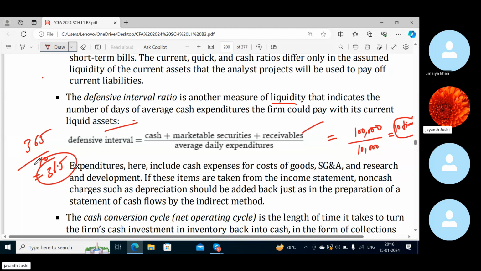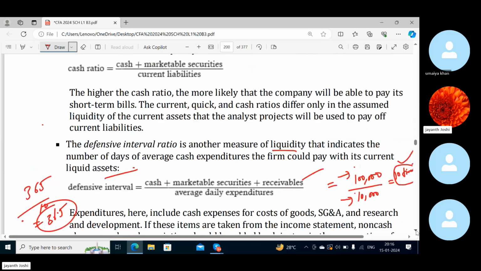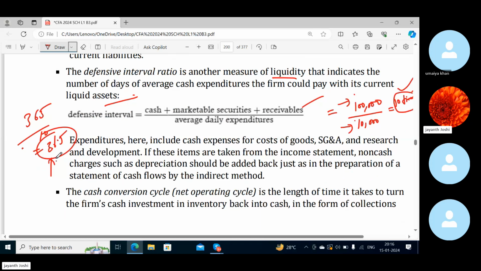So that's what the ratio said: the number of days of average cash expenditures the firm could pay with its current liquid assets. We saw that we have 100,000 worth of cash and securities, and the average daily expenditure is 10,000, so we have 10 times the capacity. When I converted that into days, I saw around 36 days of expenses I can easily meet.